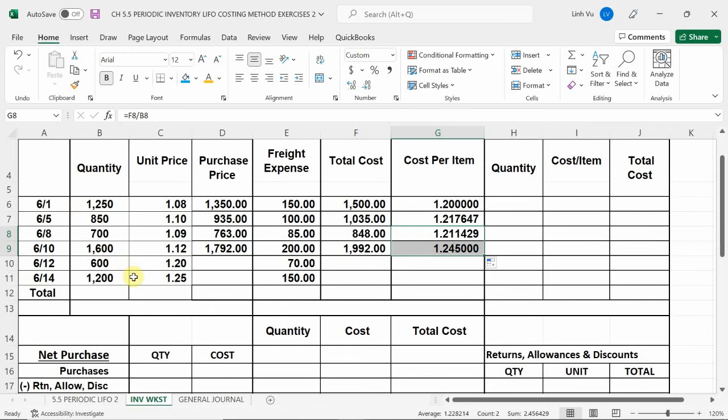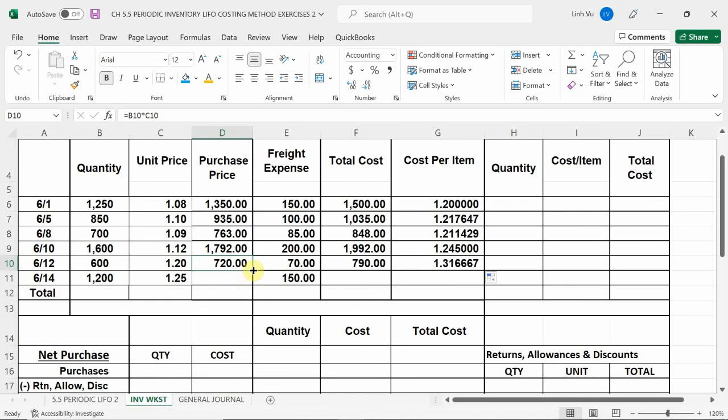So next one, 600 units at $1.20. 720. Plus $70 of freight. 790. That will give me a total cost per item of 1.331666666. Last one for this is going to be 1,200 units at $1.25.